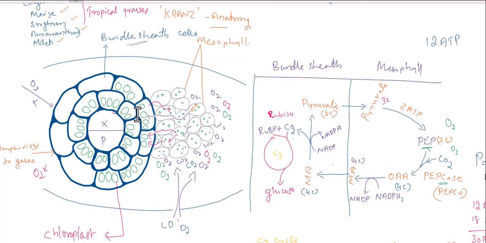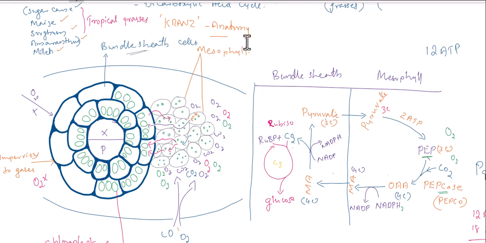So this special type of anatomy, usually we term it as Kranz anatomy. Okay, Kranz is a word that came from the German word. Kranz means ring or wreath, a ring-like or wreath-like arrangement. So that special type of anatomy is important here in these plants.